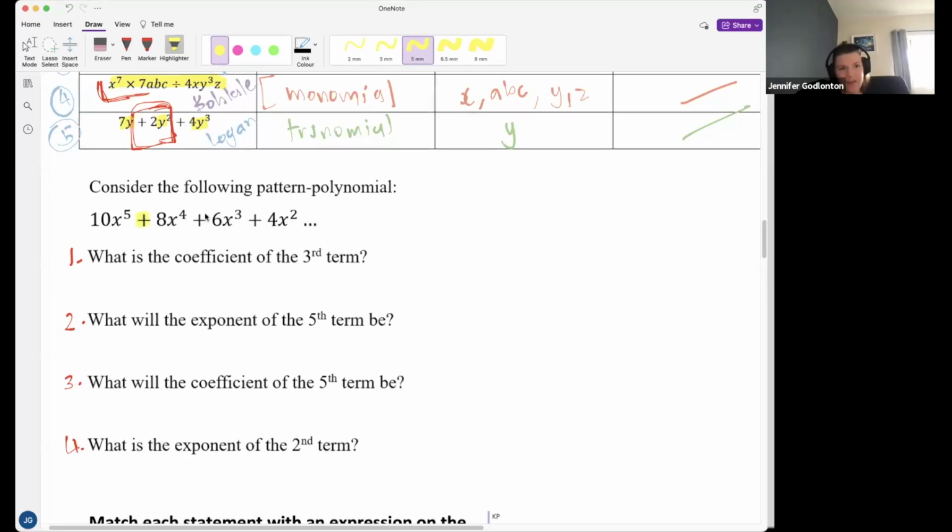So these plus signs are separating my terms. So I've got term 1, I've got term 2, I've got term 3, and I've got term 4. Okay, so let's look at these answers. What is the coefficient of the 3rd term? So that's this term over here. My coefficient is 6. If you wrote plus 6, totally fine.